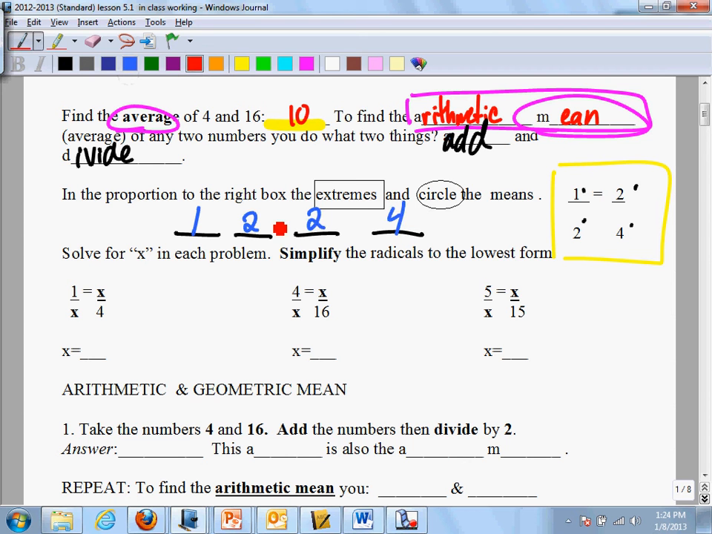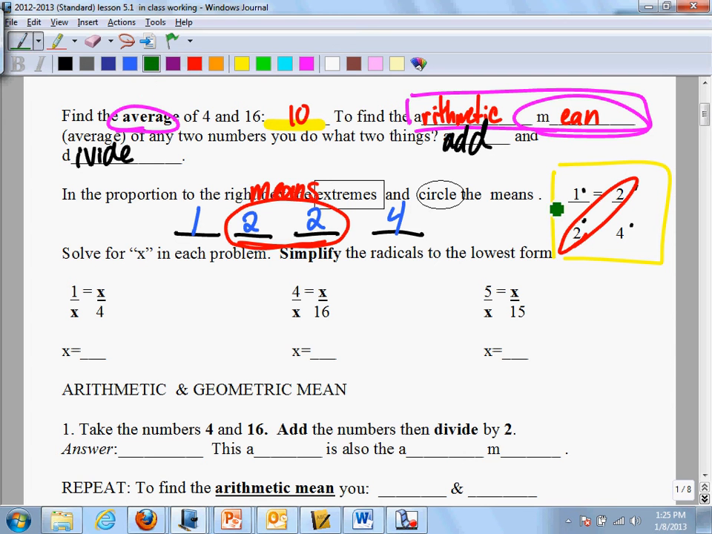Okay, now, circle the middle terms. Now, in this case, they are the same. Circle the middle terms here. These, the middle terms, those are called the means. Remember we talked about the extremes and means? This reaches way back, I know.